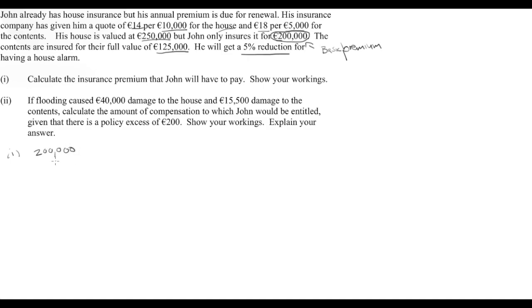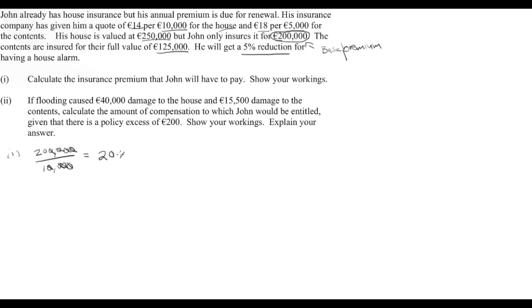So we write down 200,000 and we divide it by 10,000 to find out how many €14 we're going to have to pay. An easy way you can do this without a calculator is cancel out the zeros. But you should have a calculator in the exam. So 20 over 1, which is 20.